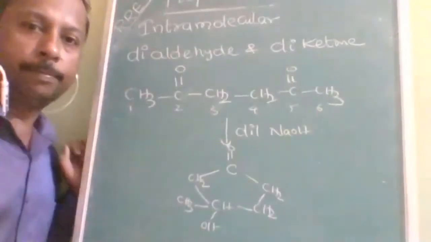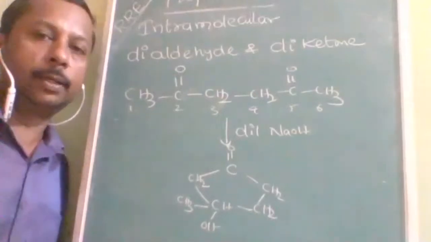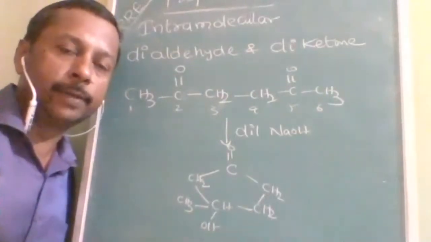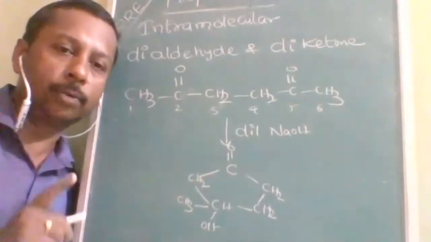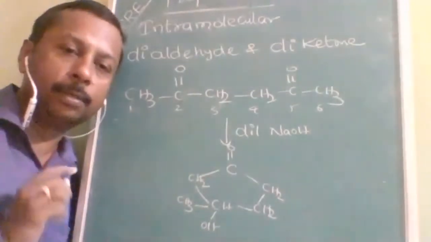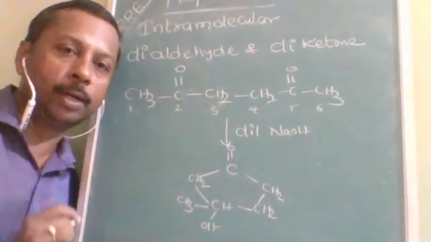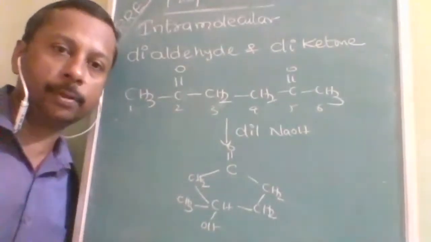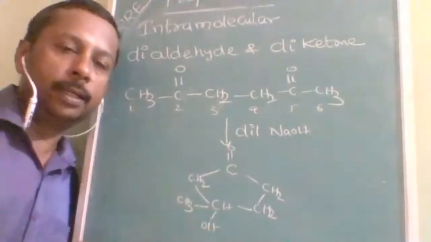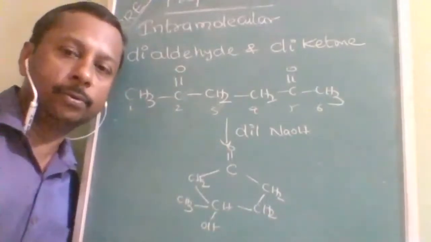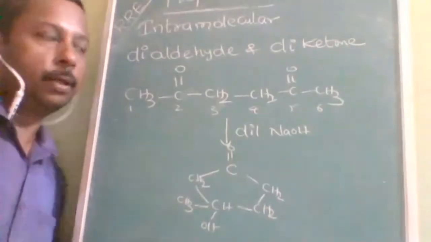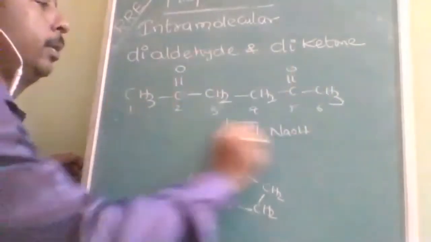Okay, this is an example of intramolecular aldol condensation. It is possible when the given reactant is only 1 mole, but it should have 2 aldehydes or 2 ketones. Then only intramolecular is possible. In the initial condition we used 2 moles, but here we are going to use only 1 mole. This is entirely one molecule.